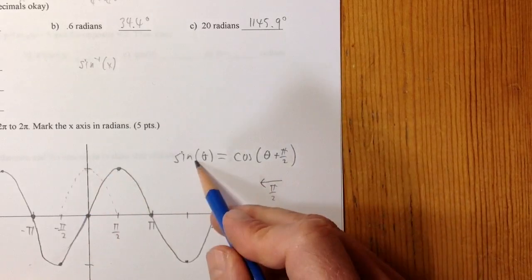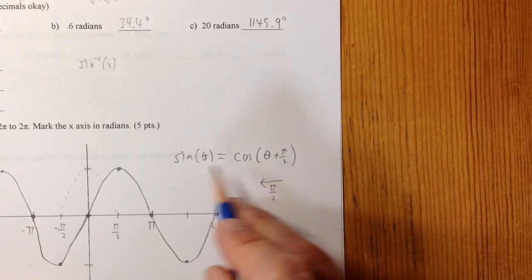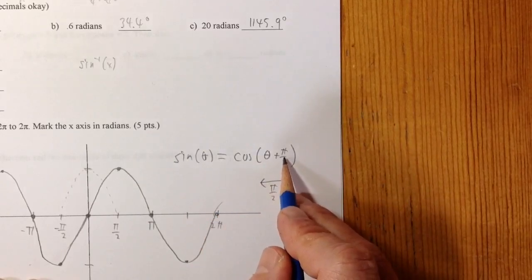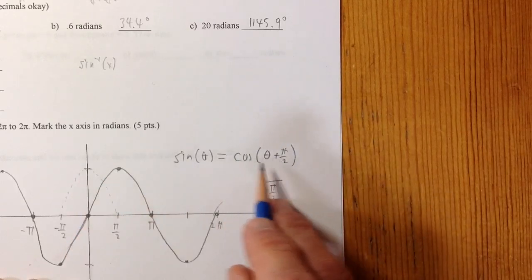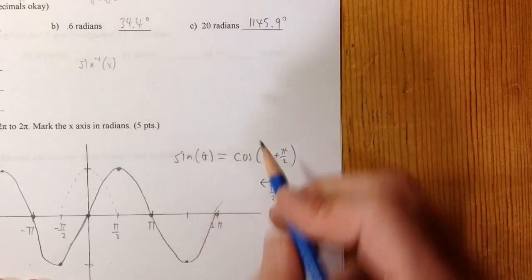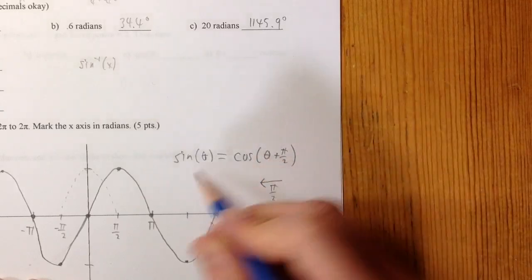So sine and cosine are kind of the same too. They call this the phase. Cosine is pi over 2 out of phase with sine. Pi over 2 before, to the left of sine. So they're kind of the same function. They look the same shape, they're just shifted.